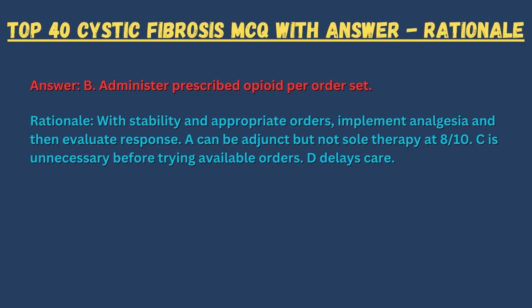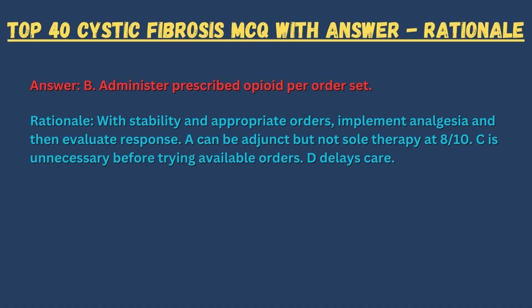Answer: B. Administer prescribed opioid per order set. Rationale: with stability and appropriate orders, implement analgesia and then evaluate response. A can be an adjunct but not sole therapy at 8 out of 10.